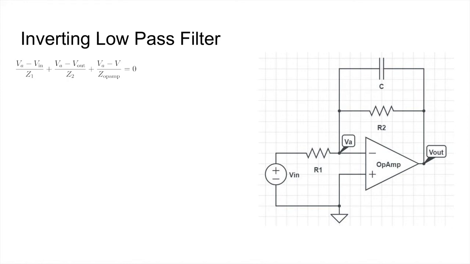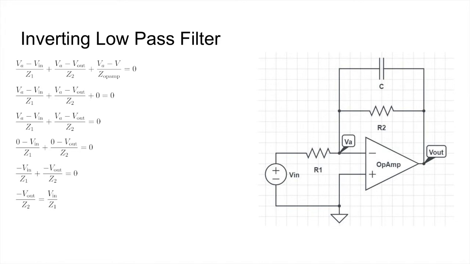So here we have pretty much the same first two steps. We have VA minus V in over Z1 plus VA minus V out over Z2 plus 0, which should equal 0. And we could continue to solve for this, and we know that VA should be pretty much the same thing as the positive terminal, which is ground. So we're going to 0 that out. And we're going to continue to solve for V out just like before. And we have V out is equal to negative V in times the output impedance divided by the input impedance. Or in other words, we could see the gain of this low pass filter by dividing by V in. So we have V out over V in is equal to the negative output impedance divided by the input impedance.